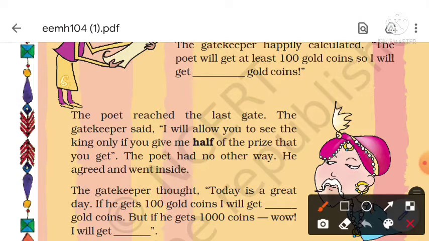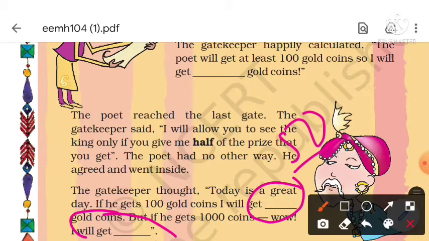Okay, so here the last gatekeeper demanded half of the prize. The gatekeeper thought, today is a great day. If the poet gets 100 gold coins, how many gold coins will I get? Half of 100, that will be 50. So 50 gold coins. But if he gets 1000 coins, wow, how many will I get?